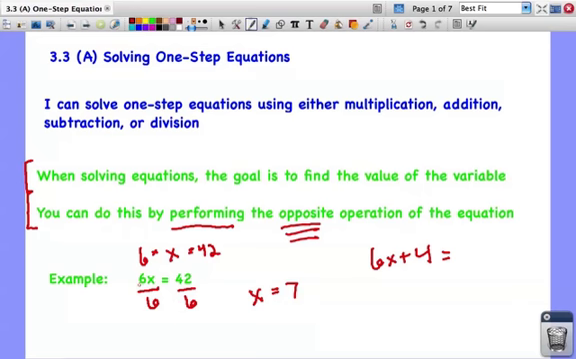So 6x divided by 6, these 6's cancel each other out. That's why I did it, because I got rid of the 6. And then 42 divided by 6 is 7. So I get x equals 7. The big thing here is doing the opposite.